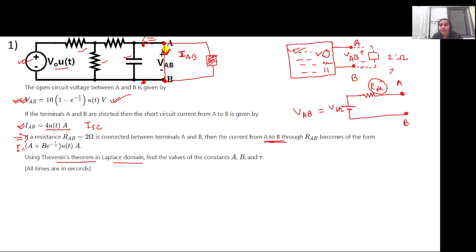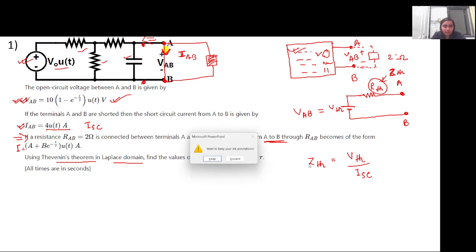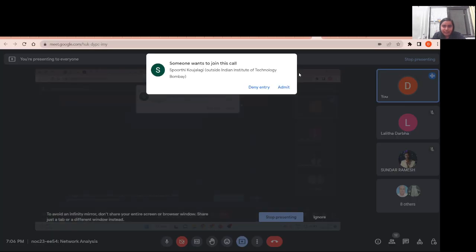This may be RTH or ZTH if it is a combination of resistance, inductance and capacitance. So let's write in terms of ZTH instead of RTH. So can we calculate ZTH? V Thevenin by ISC. Right. So it will be VThevenin by ISC. Now solving this in time domain would require non-linear equations. So what we will do is we'll convert it to S domain and then calculate.